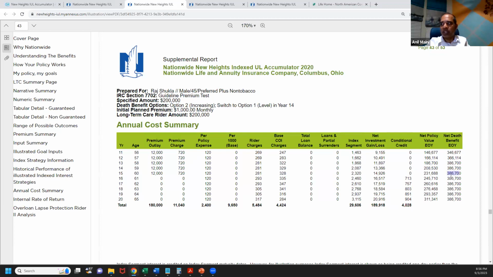At that age it will be 386. But the initial death benefit was 200K. We changed it. It's written on the top, in this table. There is a specified death amount, 200K. Ah, yeah, here it is. Okay.